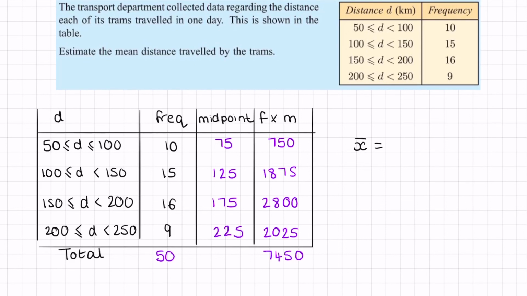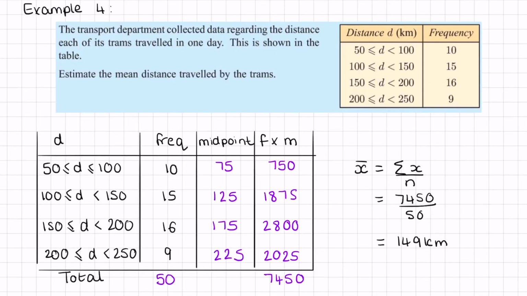From here then we just work out our mean. So we have our formula, but now our sum of all the values is our frequency times the midpoint, divided by total frequency. So the estimate of the mean will be 149 kilometers. And then if we wanted to do this in our graphics calculator, we just need to put in our midpoint and our frequency as our 2 lists. So the first column would be the midpoint, the second column will be the frequency, and then we calculate it just the same as we did in example 2.